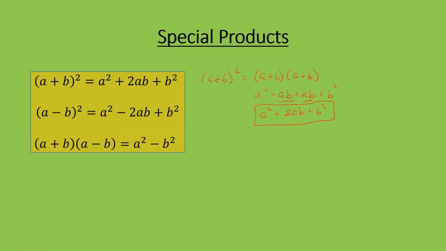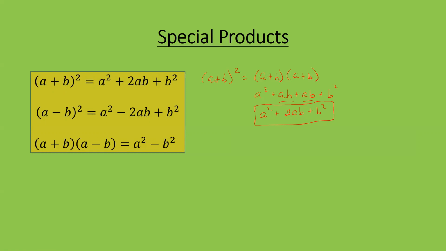You could go through all that trouble, but it's much better for you to just know that this is the answer to that problem, and then you can use this formula anytime that you have to square something where it says something plus something squared. You should just say, oh, I already know what the answer is. This happens often enough in algebra that it's worth your while to memorize it.